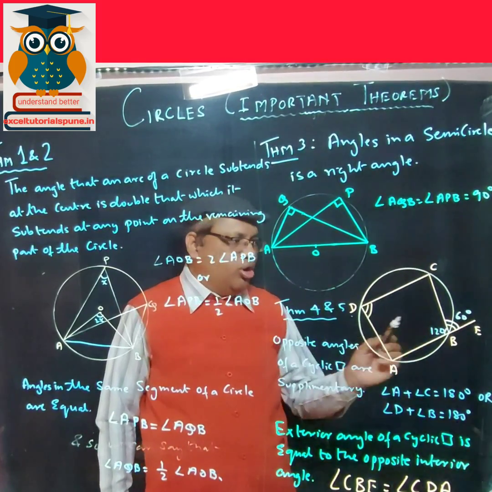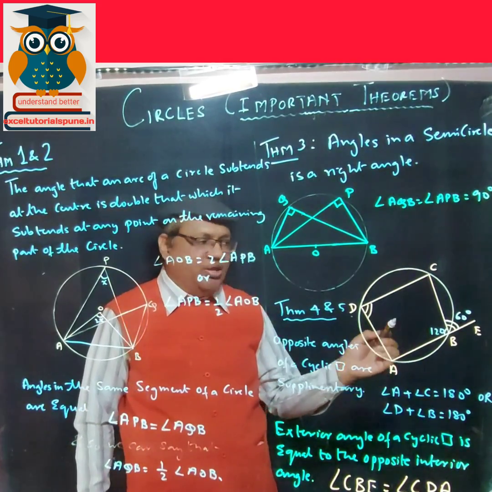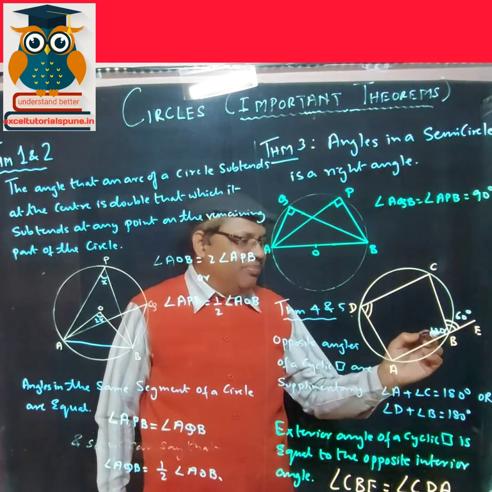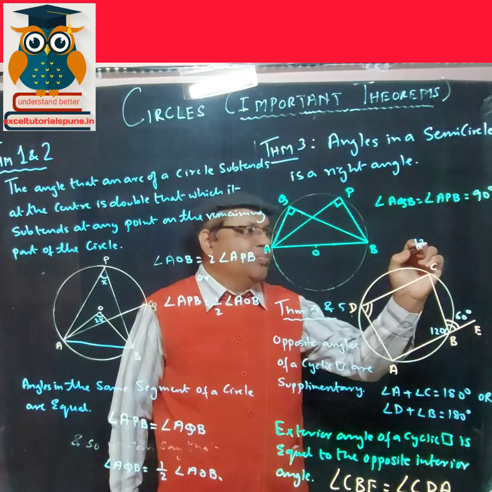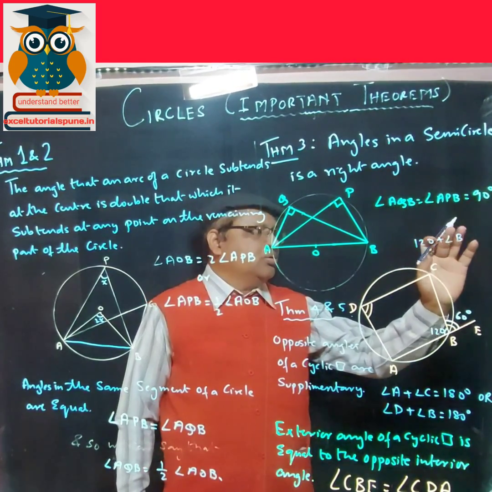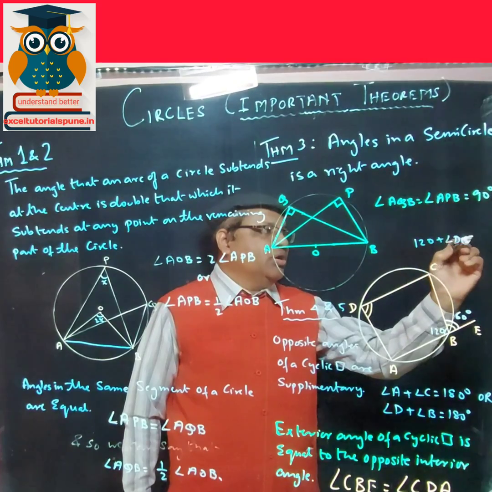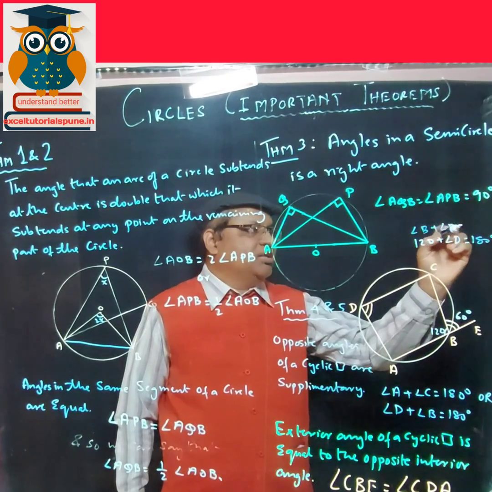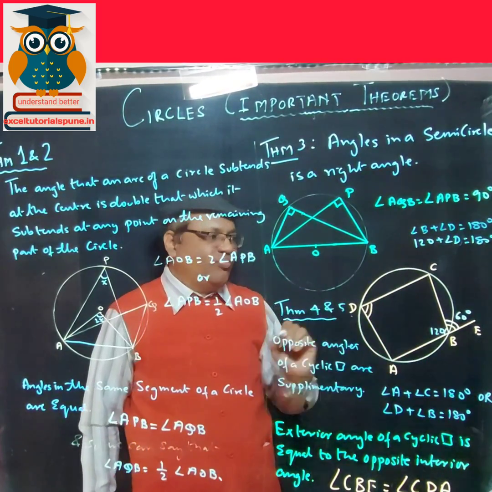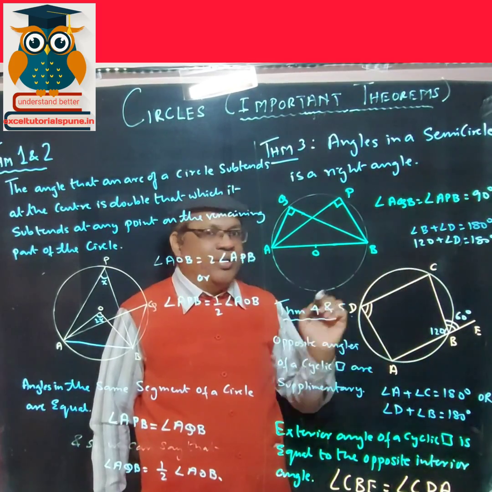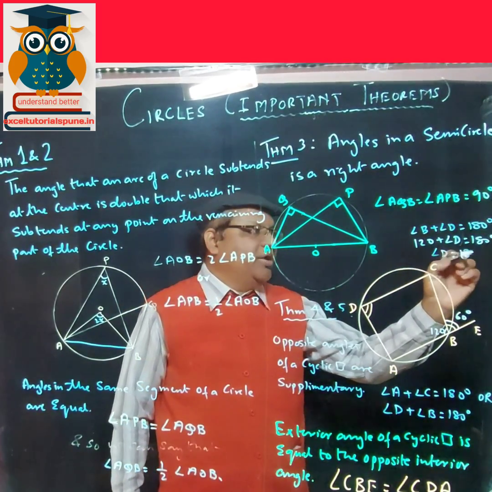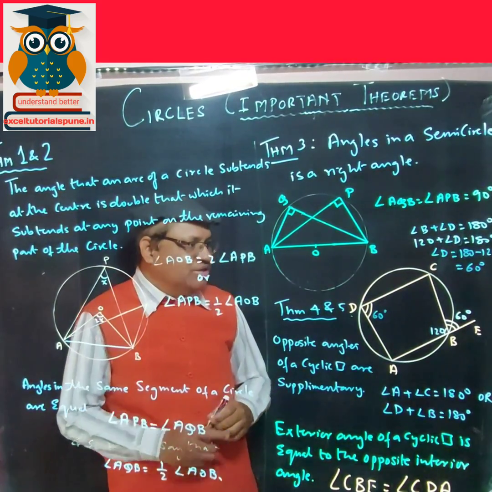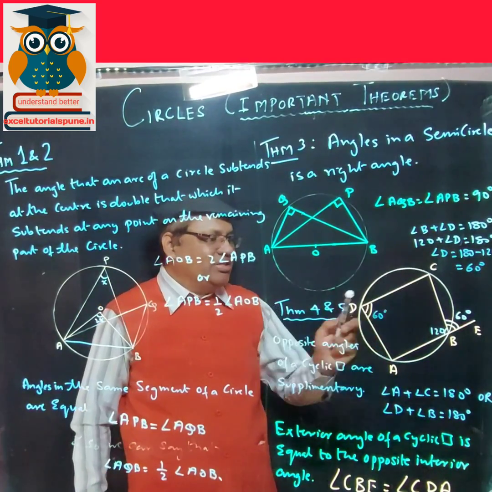Then using theorem 4, opposite angles of a cyclic quadrilateral are supplementary. That means angle B plus angle D is equal to 180, and angle B is 120. First of all, I'll write angle B plus angle D is equal to 180. Right? Opposite angles of a cyclic quadrilateral. Now instead of B, I'm going to put 120. So then what will be angle D? 180 minus 120, that is 60 degrees. So we get this as 60 degrees. In other words, angle CBE is equal to angle CDA.